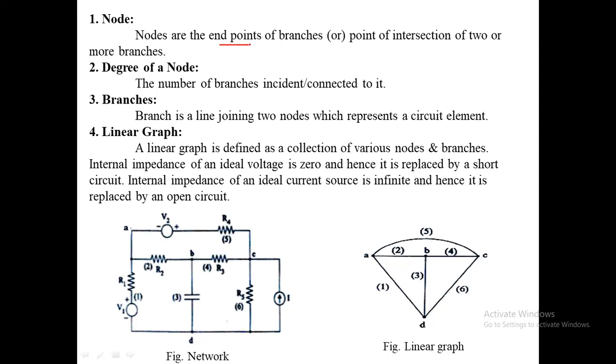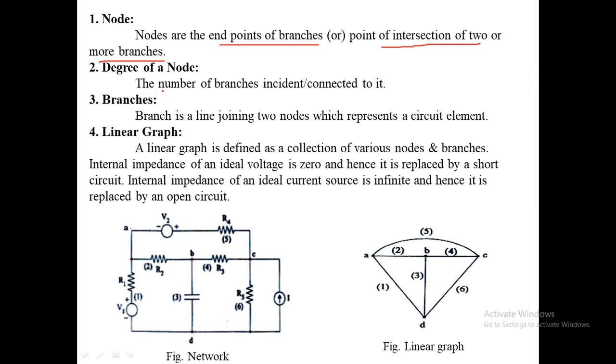Nodes are the endpoints of branches or points of intersection of two or more branches. Let us consider this circuit diagram. Here we can say that this is node A, and the end of this branch is node B, and this is node C because this is the end of this R3 resistor. Next, the end of this R5 and the capacitor and voltage source, three elements connected at the same common point, we can say this is node D.